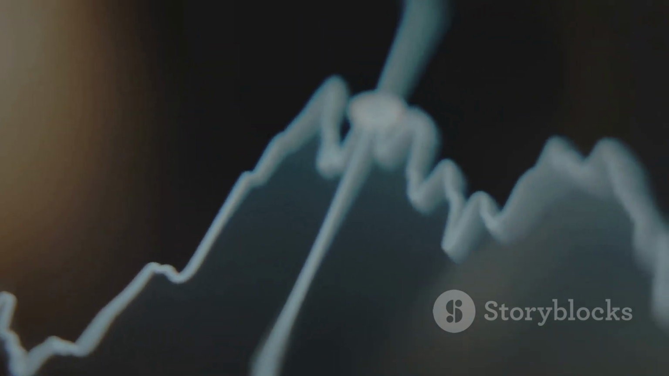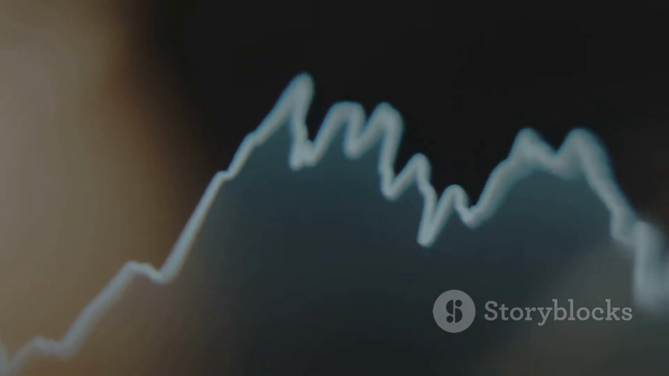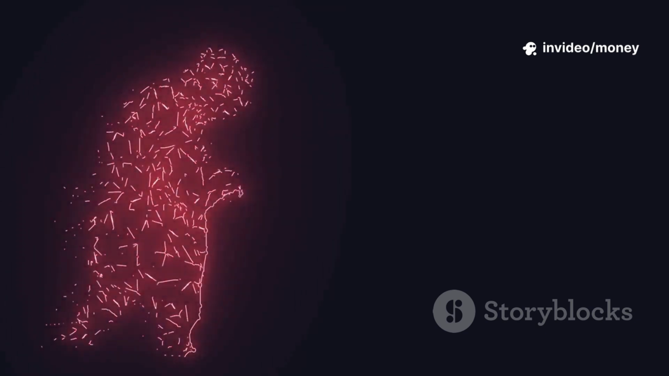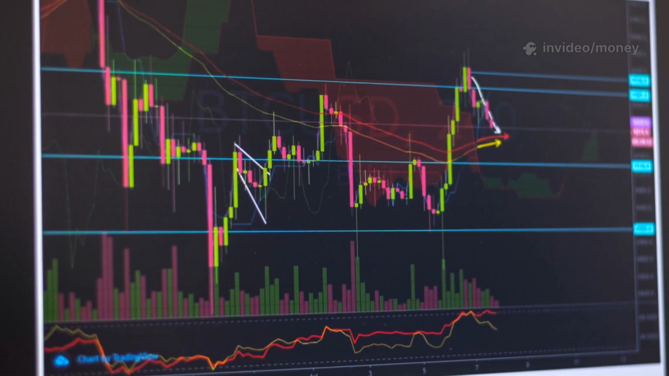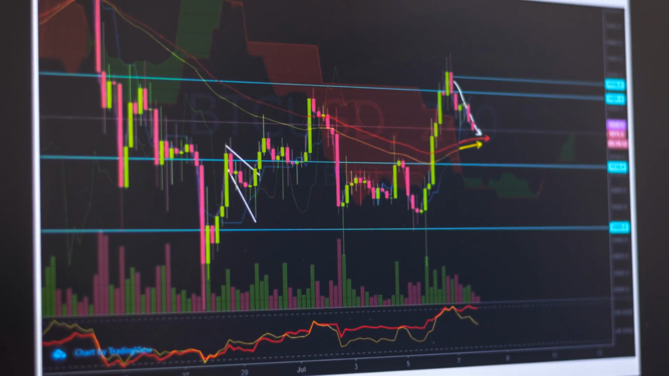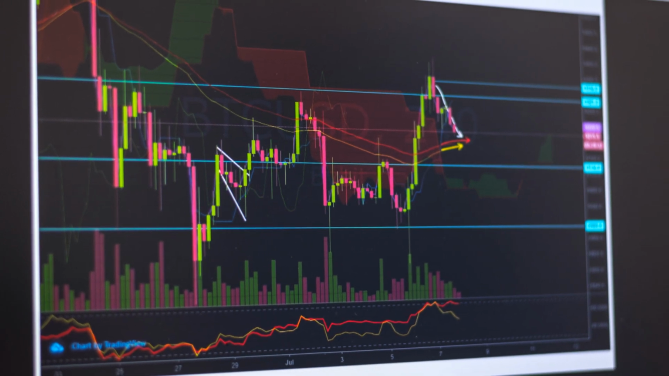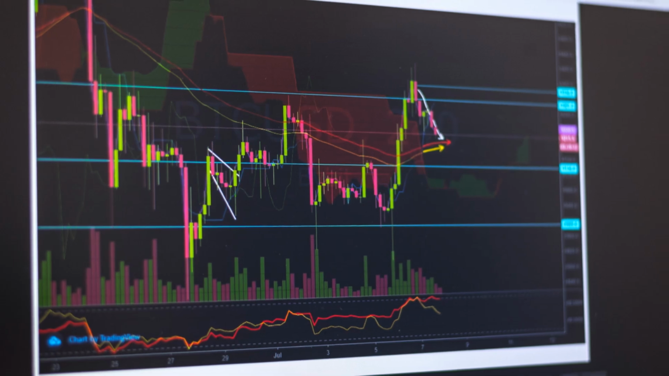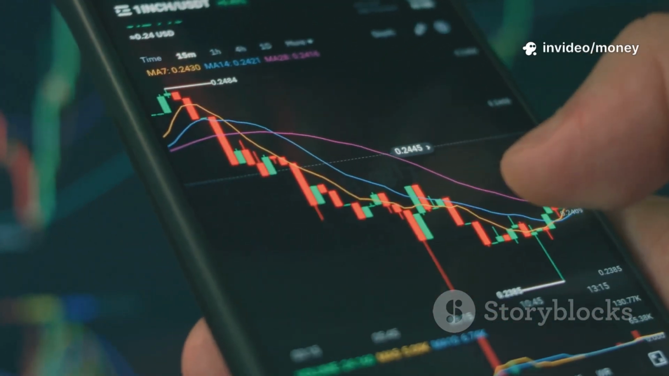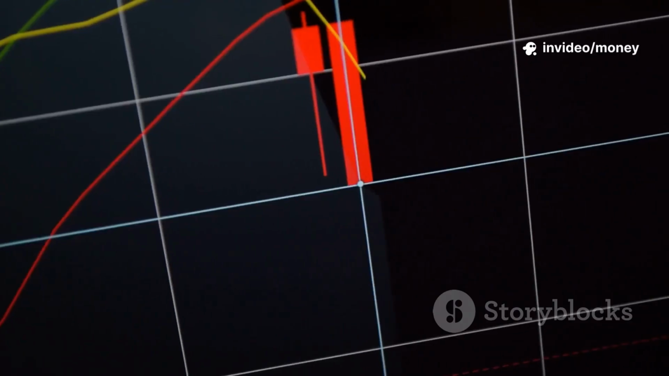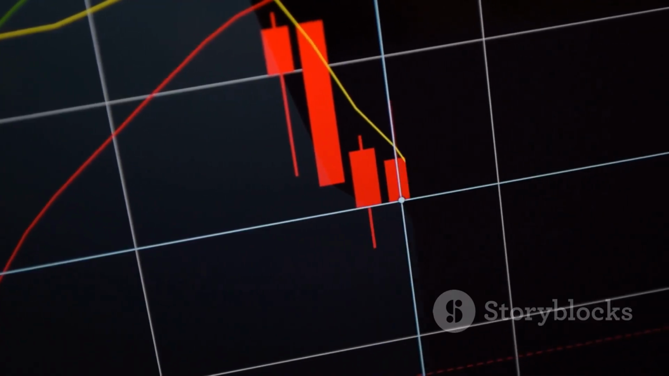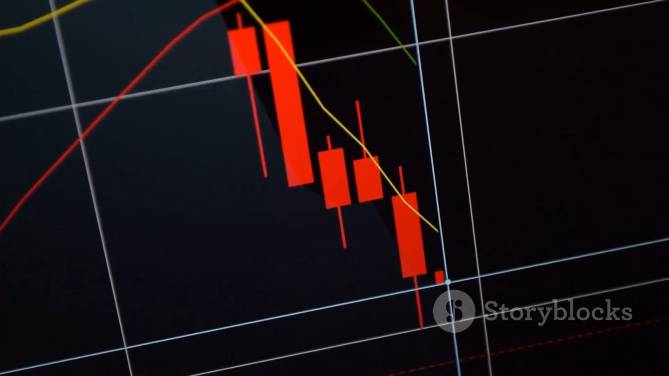Following the formation of the flagpole, the market enters the consolidation phase, which creates the flag itself. This phase is characterized by a period of lower volatility and decreased trading volume. The price action during this time forms a small, compact rectangular or parallelogram shape that slopes gently against the primary trend. For instance, in a bullish flag which follows a sharp move up, the flag will slope downward. Conversely, in a bearish flag which follows a sharp move down, the flag will slope upward.